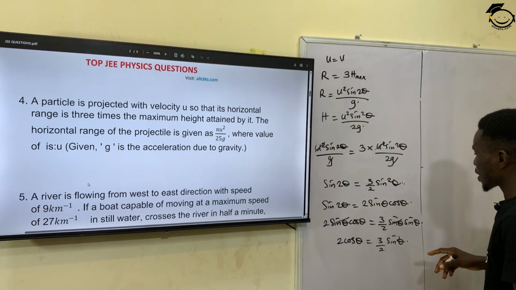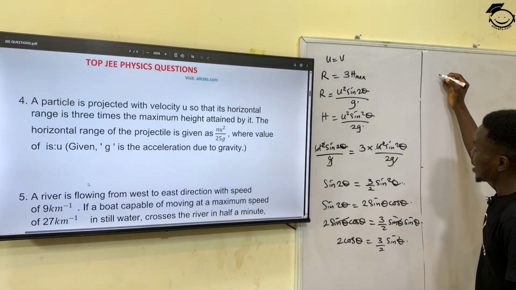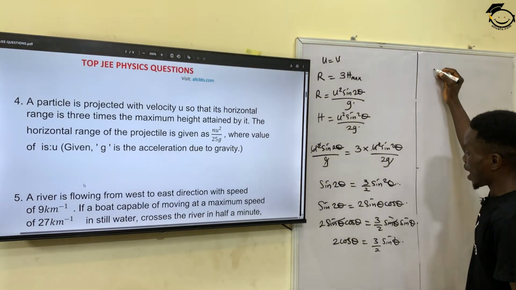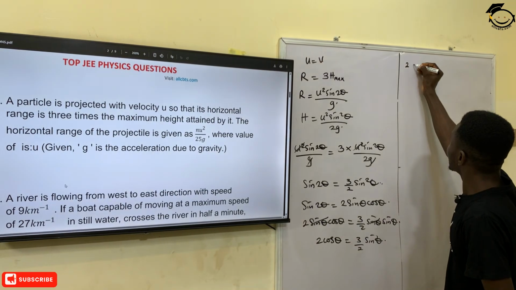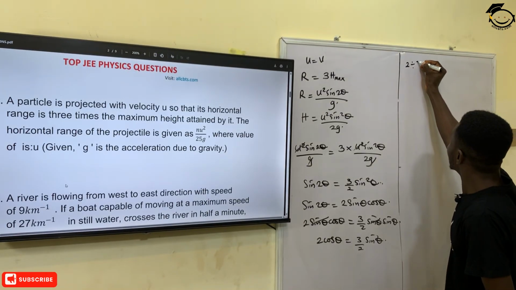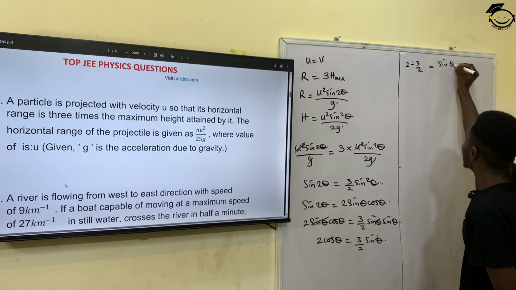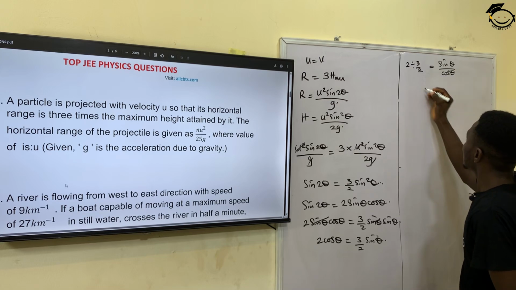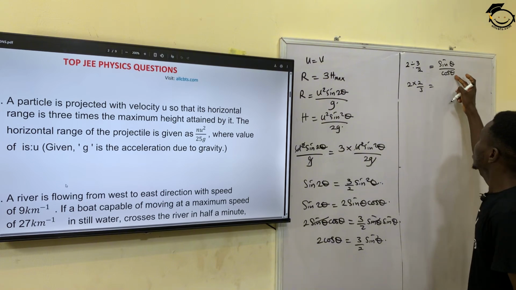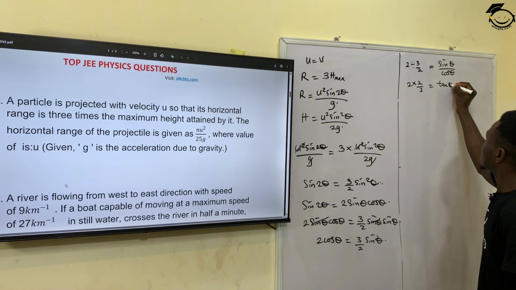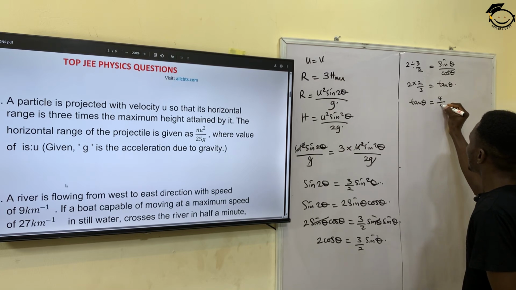So if I divide both sides by cos theta and divide both sides by 3 over 2, it means what I'll be having here is 2 divided by 3 over 2 is equals to sine theta over cos theta. This is the same as saying I have 2 times 2 over 3 is equals to sine theta over cos theta, which is going to give me tan theta. So this means that tan theta is equals to 4 over 3.